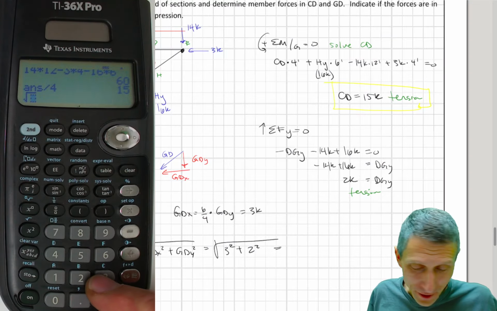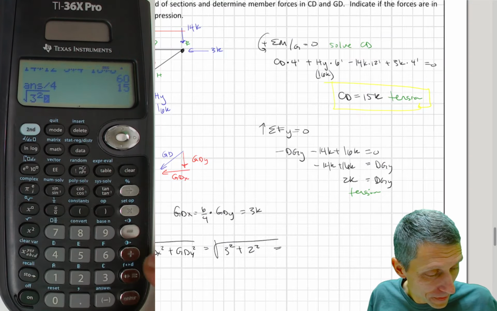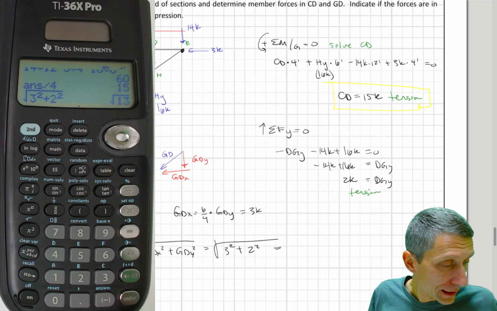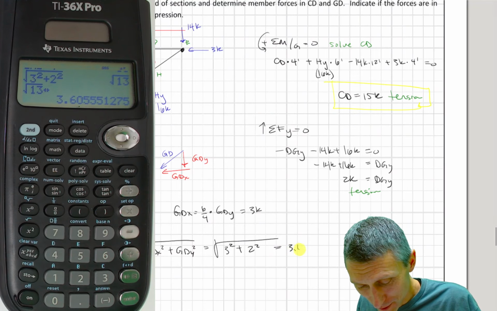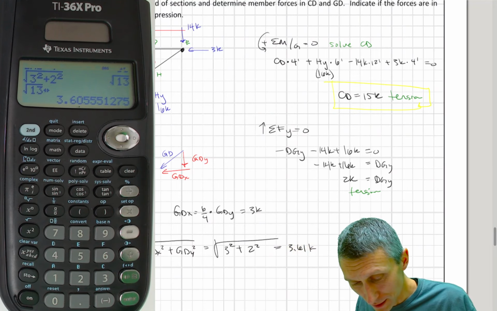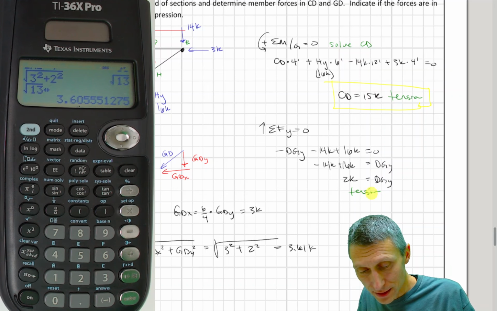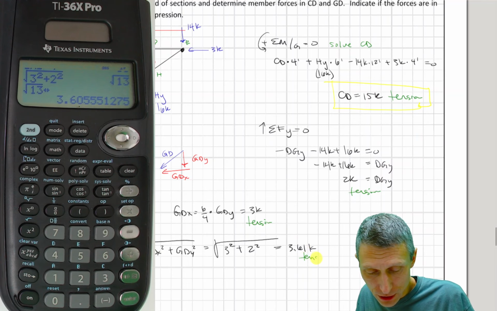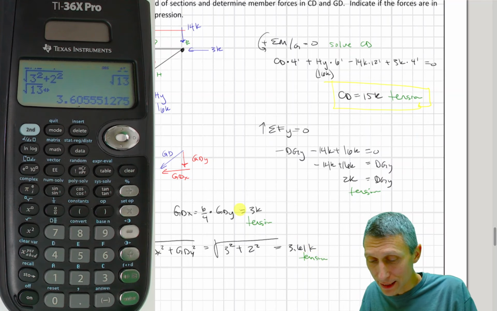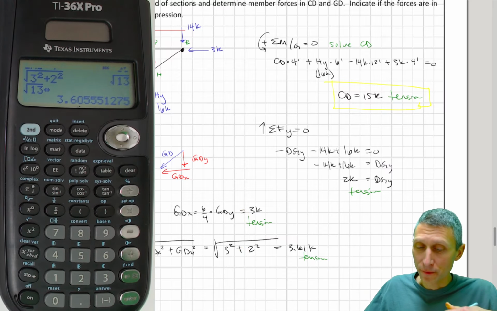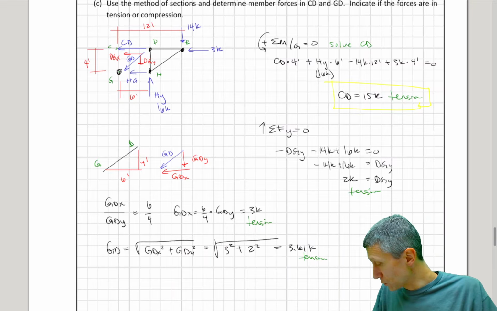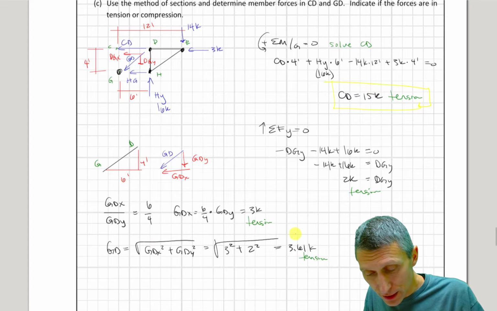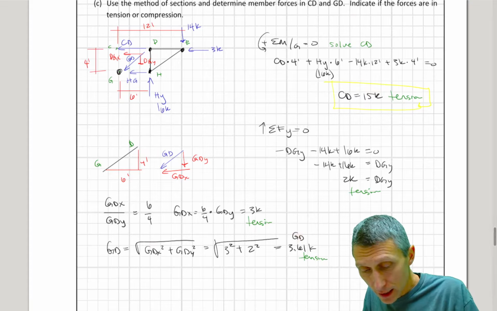Square root of, what's this? This is 3 squared plus 2 squared, the square root of 13, 3.61 kips. And again, because this is in tension, this is in tension, and this is in tension, so if you get GDX, GDY, and the total force, or GD, the total force is going to be tension as well. So this is our answer here for GD, and we're good.